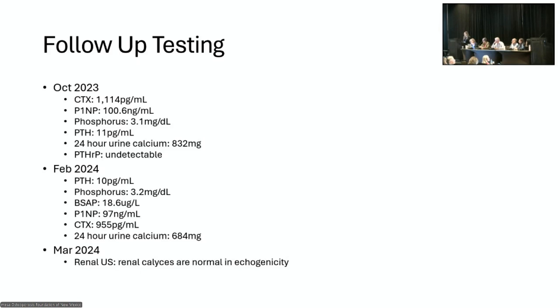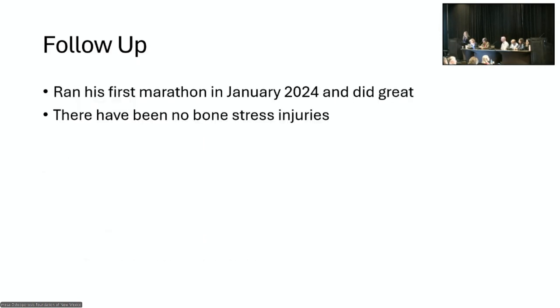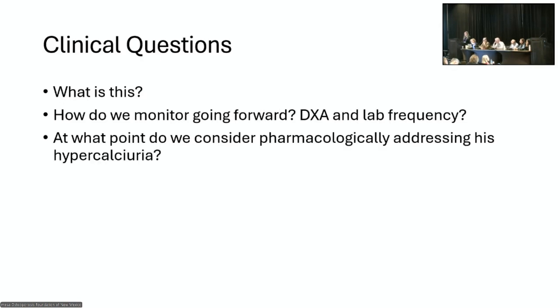So I talked to him just a couple of months ago, and the question was, well, what do we do from here? But for some follow-up for you guys, for the record, he ran his first marathon in January of 2024, and he did awesome. Not quite as good as he wanted to do, but he did really well for his first time. And there have been no bone stress injuries whatsoever. So he's now been running for 18 months at this point, or over 18 months, and he's done fine, no stress injuries. So I have a couple of questions.